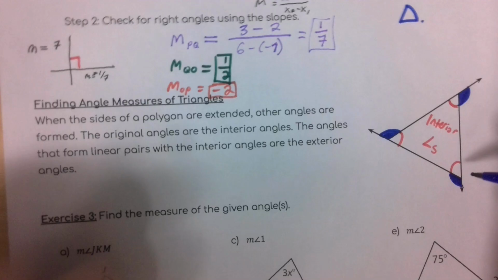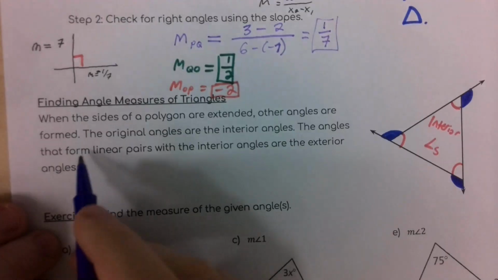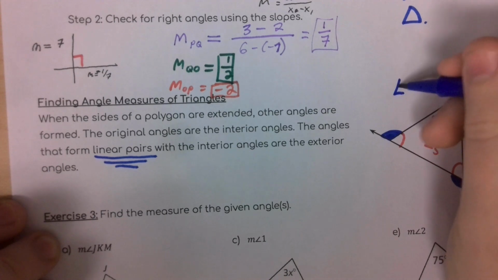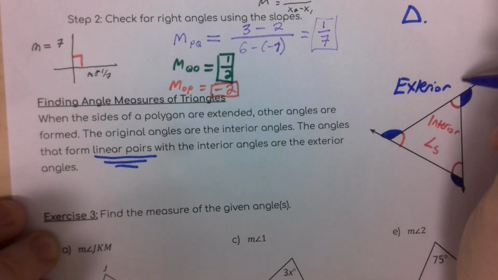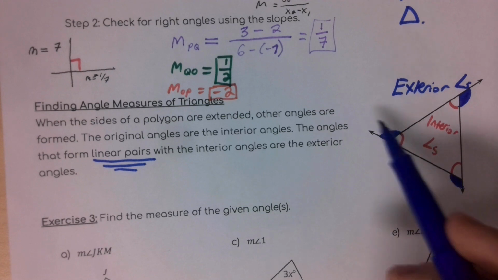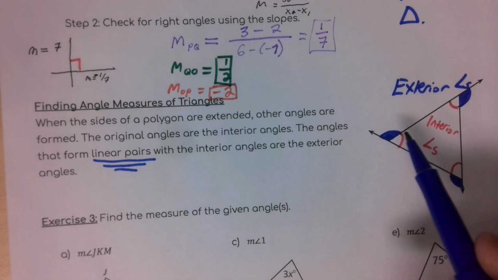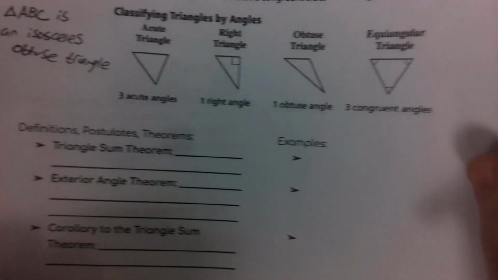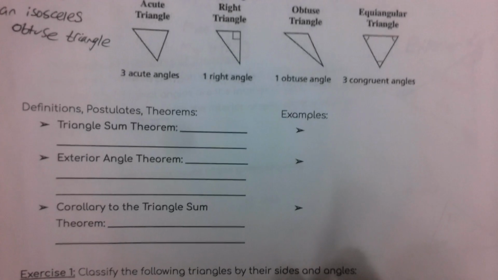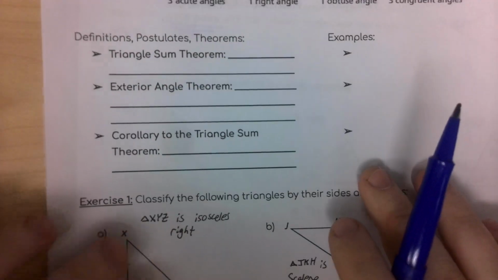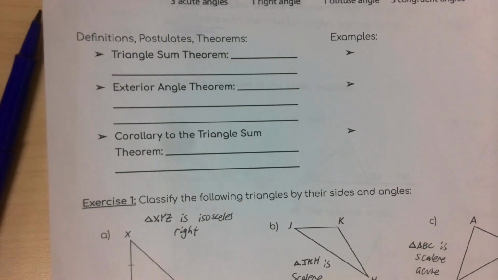Any angle that forms a linear pair with an interior angle is called an exterior angle. But again, it has to make a linear pair. In other words, we know that an interior angle and its exterior angle have to add up to make 180. Let's flip back to the first page of the notes to fill in these three definitions and theorems that we have here. Now that we know the difference between an interior angle and an exterior angle, these definitions are going to make a lot more sense.